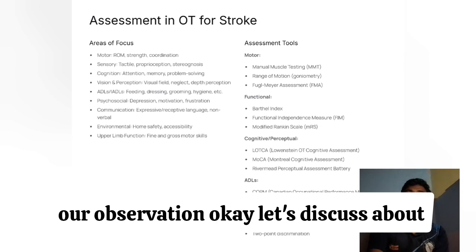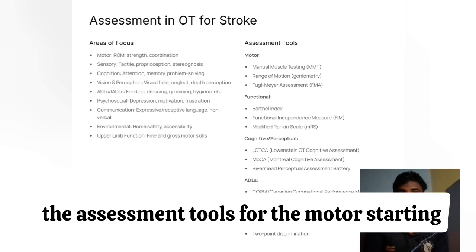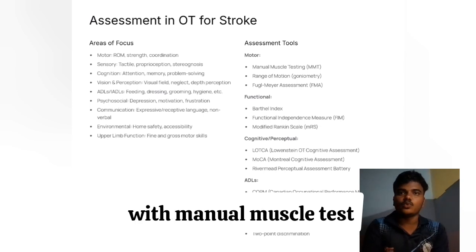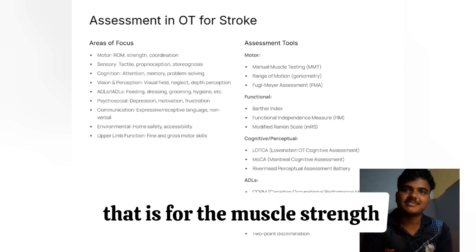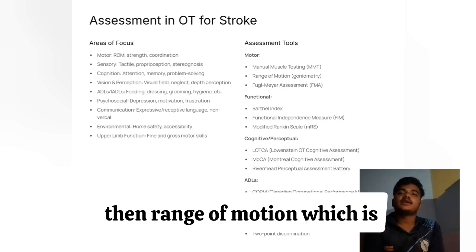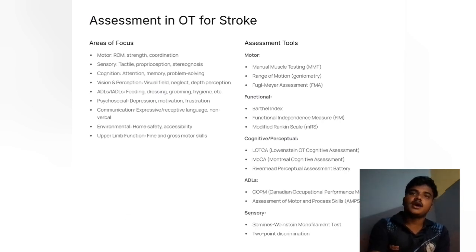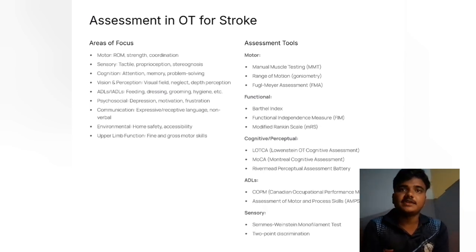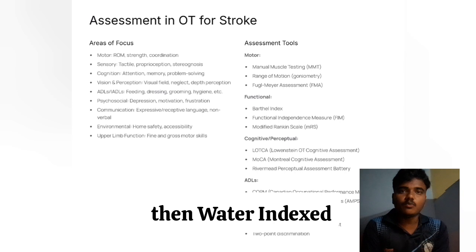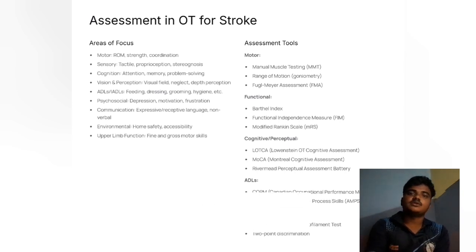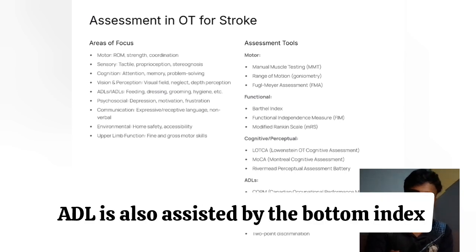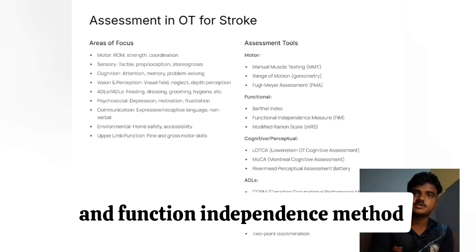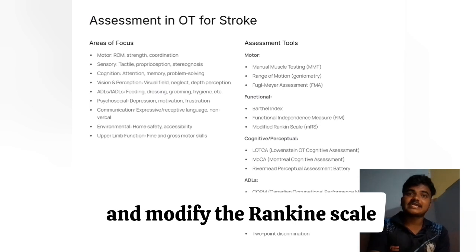Okay, let's discuss the assessment tools for the motor. Starting with the manual muscle test, that is for muscle strength. Then range of motion, which is assessed by the goniometer. We all know range of motion. Then Fugl-Meyer assessment. Then Barthel index, which means ADL is also assessed by the Barthel index and FIM, the functional independence measure, and the modified Rankin scale.